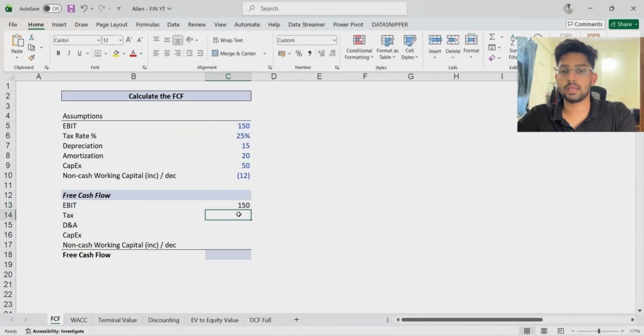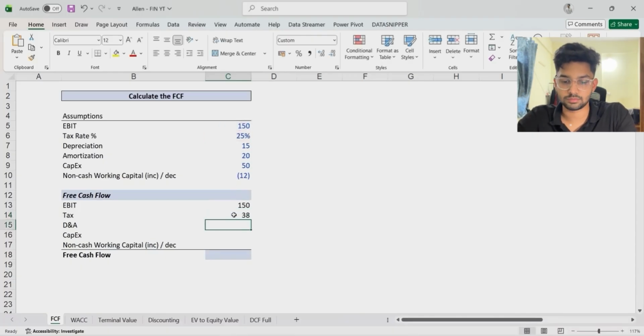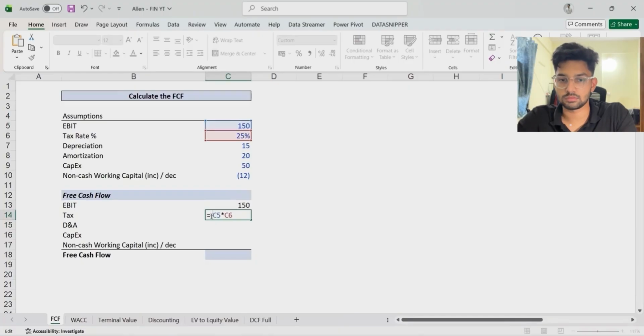First, we start with the EBIT, which represents operating profit. Then we calculate tax by multiplying EBIT with the tax rates. Since tax is a cash outflow, it will be negative. We'll make it negative.